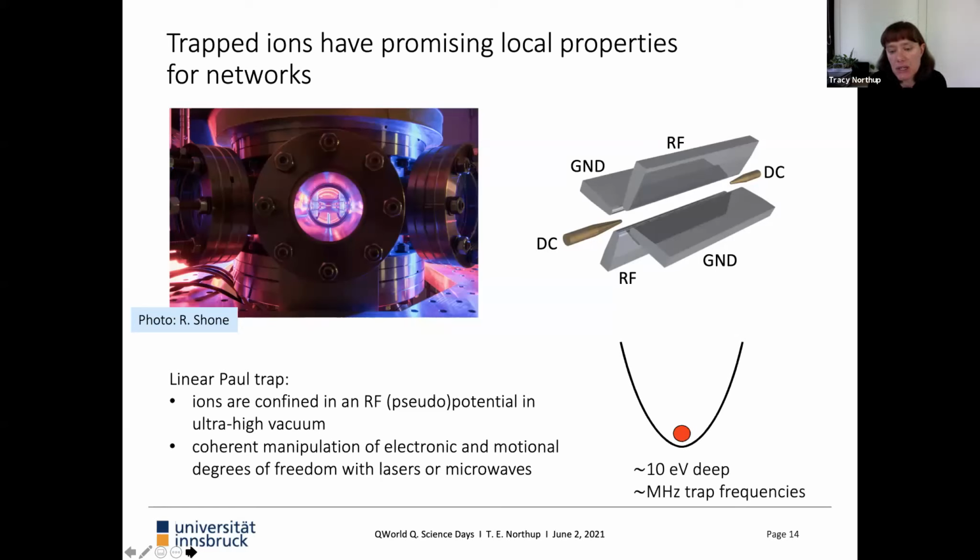The traps for these ions are about 10 electron volts deep, much deeper than thermal energies, which is why it's fine to do these experiments at room temperature, not in a cryostat. In fact, the ions are trapped for days, or even, depending on the species and the background conditions, weeks or months in such a deep trap. And the frequency with which the particle is rolling around in the trap is on the scale of megahertz.